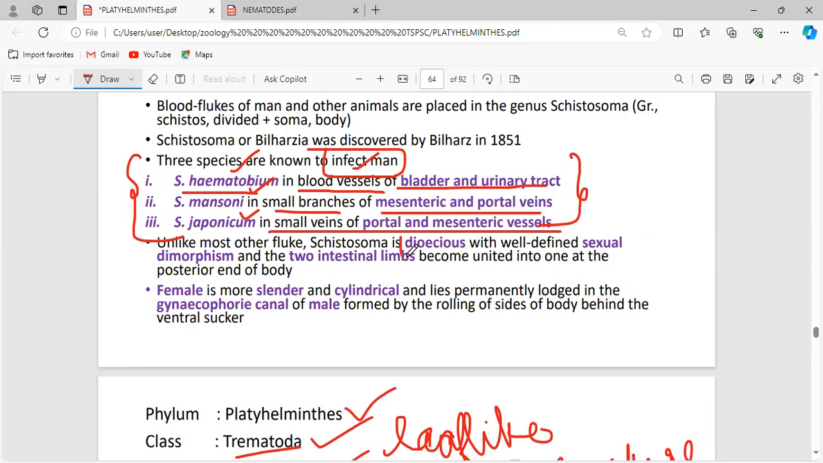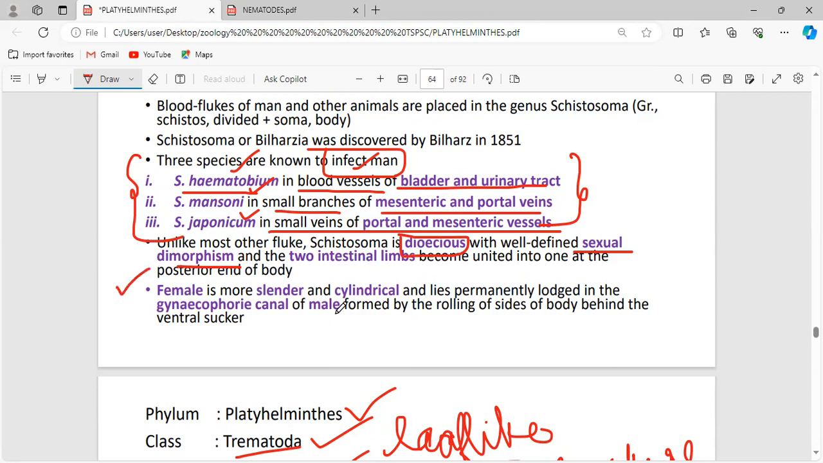Another point you have to remember is that Schistosoma is dioecious in nature. Dioecious means male and female reproductive organs are present in different individuals. In the same way, you have to remember this for all other species also. And it has sexual dimorphism. Sexual dimorphism means well-developed reproductive organs, with male and female organs present in separate individuals, dioecious or unisexual, or the sexes are separate. Both are the same.